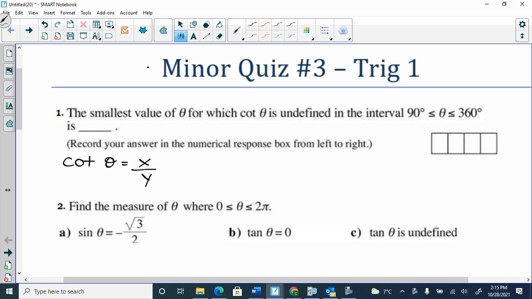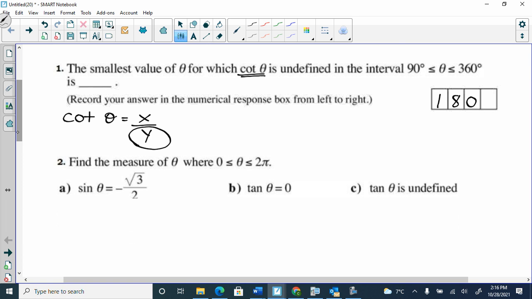So you want your y to be 0, right? You want your y to be 0. So where is your y 0? 180, and 360. But 180 is the only one that fits in here. So it's because people were saying tan that it was confusing. If it was tan, it would be 90, but it's not tan, it's cotan. So we're looking where y is 0. If it was tan theta, then that would be 90, because the answers would be 90 or 270, but the smallest would be 90.